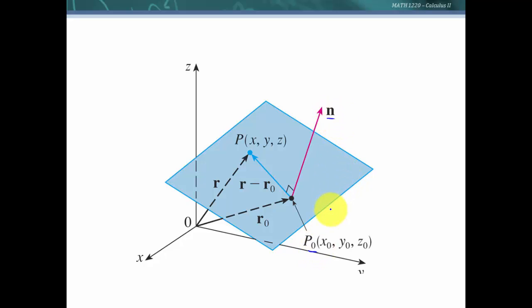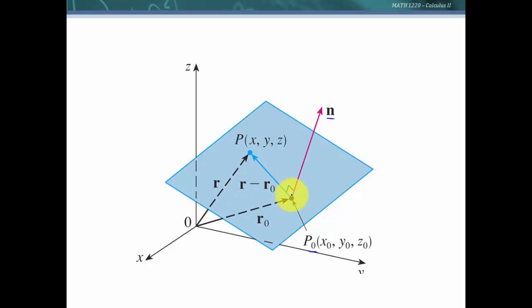Now we could draw or pick another point P in the plane, just some arbitrary point, and we could draw the vector that joins where we've got the tail of the normal vector and this point P. Now we could have vectors r that come from the origin, and its tip is at x, y, z, and vector r naught whose tip is at our x naught, y naught, z naught, similar to what we had when we were looking at lines. So we can see that this vector whose tail is at P naught and whose tip is at P can be defined using the vectors r and r naught by taking r minus r naught.